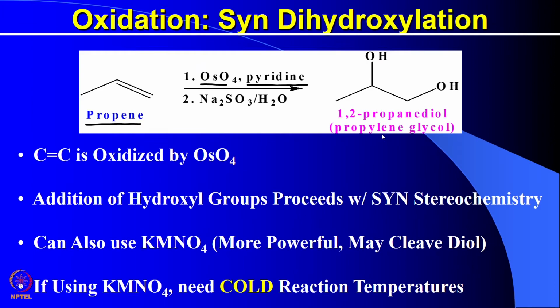It is more powerful, so sometimes it may cleave the diol into two parts. So when using potassium permanganate as oxidizing agent, one should use a very low temperature or a cold reaction condition.